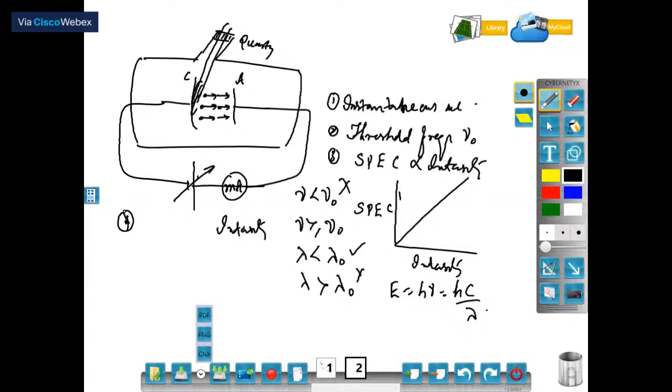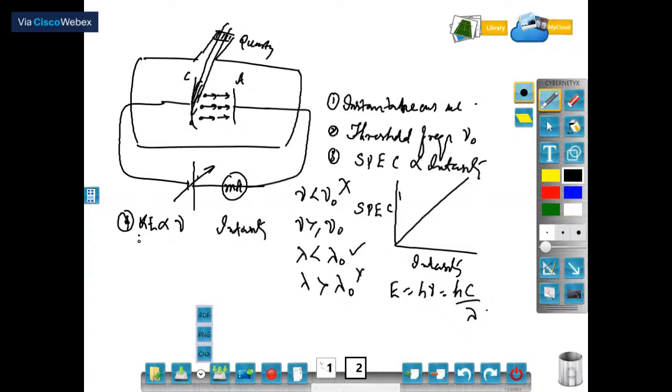The emitted electrons can move faster when the energy supplied by the incident photons is more. Part of it will be used up just to release the electrons from the surface of the metal. The remaining energy will be used up for the kinetic energy. That will come a little later. So the kinetic energy of the emitted photoelectrons is directly proportional to the frequency of the incident light. The more the energy of the incident photons, the more the kinetic energy. The lesser the energy of the incident photons, the lesser the kinetic energy.